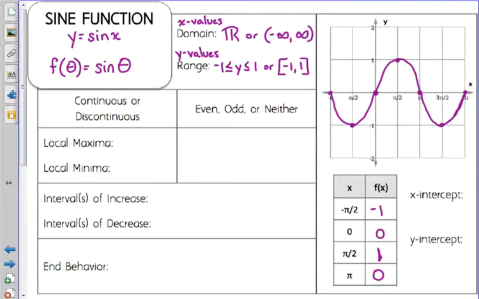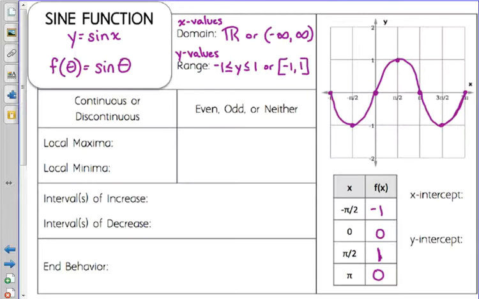Okay, so again, that applies to any function. When you're trying to determine domain and range, that method works. Domain, look left to right. Range, look bottom to top. That will allow you to figure out the domain and range of any function.